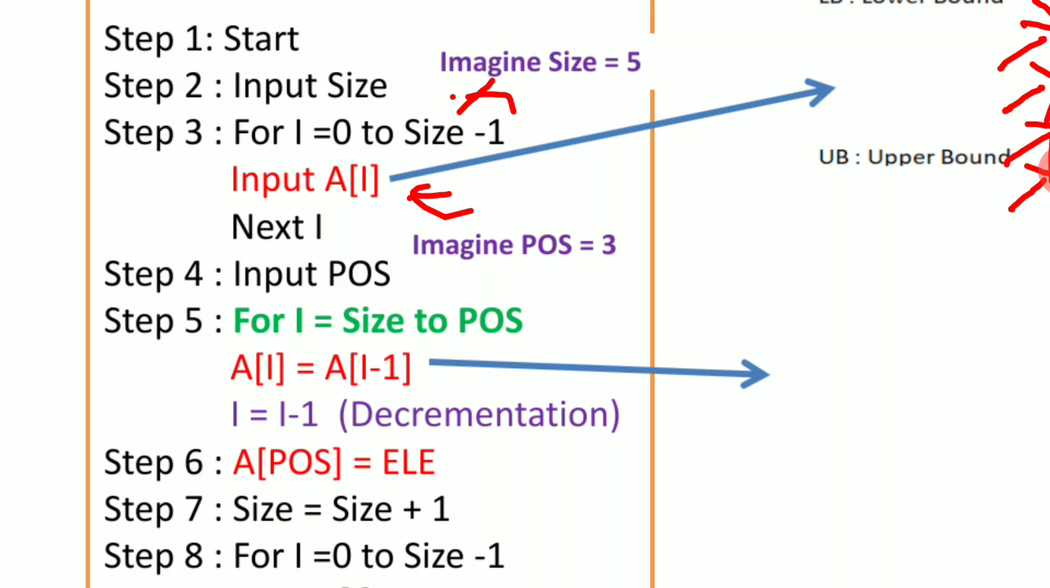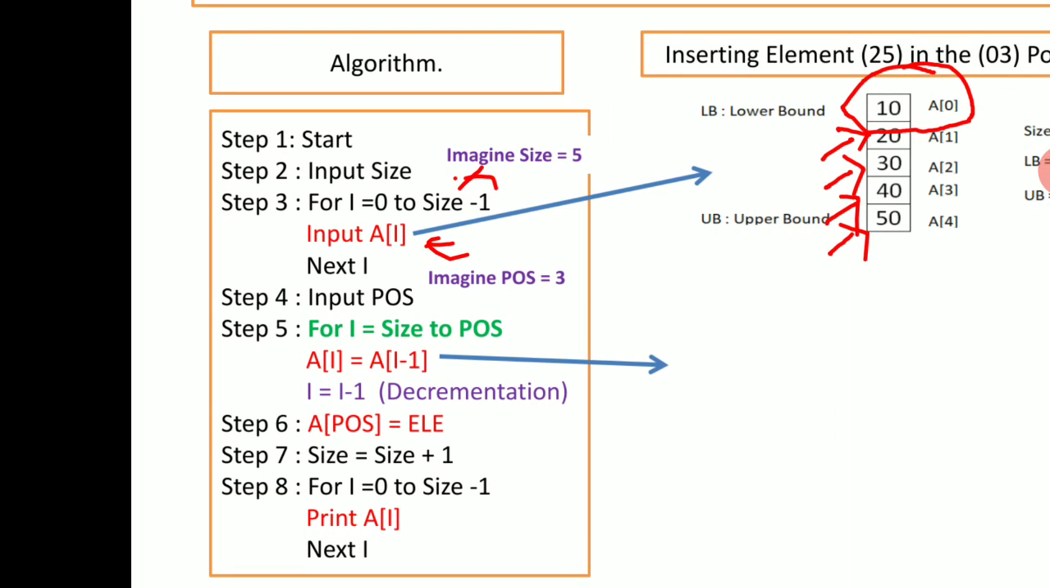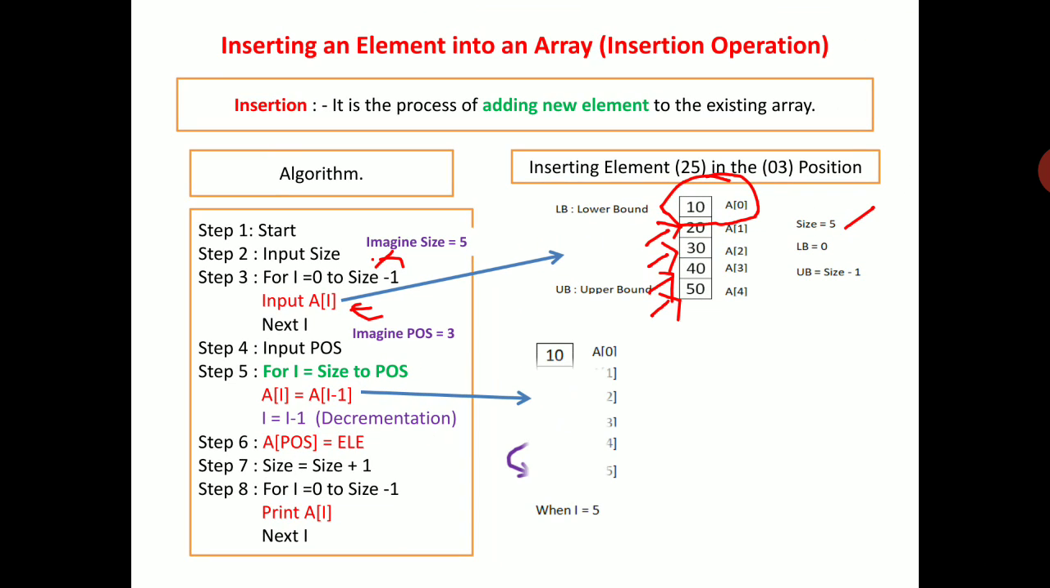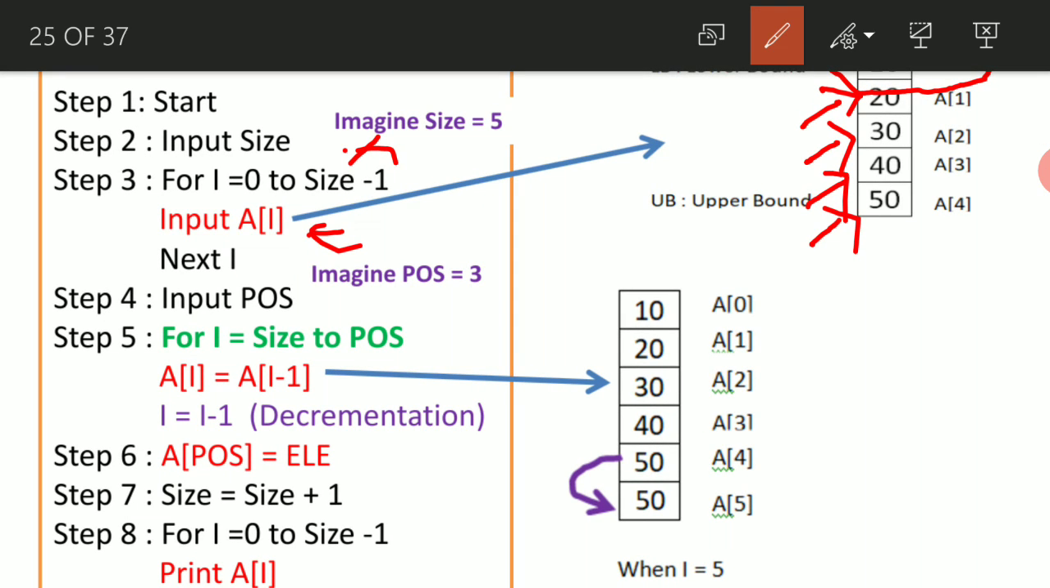A of I means size, A of 5. A of 5 equal to A of I minus 1. Here what happens? You can see in this image, A of 5. Please concentrate on this, because this is very important. This step, what is the I value now? The I value is 5 here. A of 5 is equal to A of 4. That means the A of 4 value is stored in A of 5.